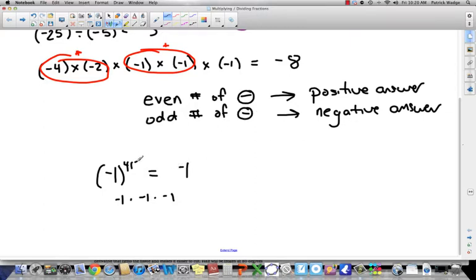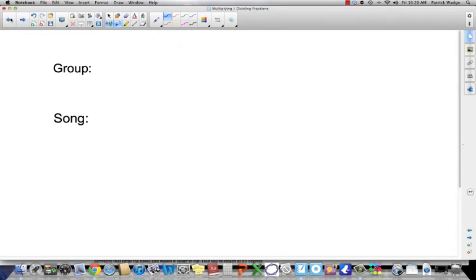What if it was actually 412? Now I have 412 of these. It's an even number of negative signs. Oh, now my answer would be positive. I think that's enough for multiplying and dividing. Let's get into adding. Whoops, let's not go there yet.